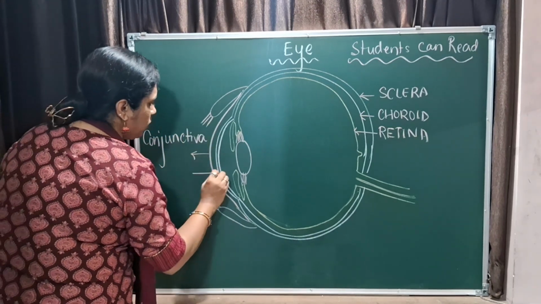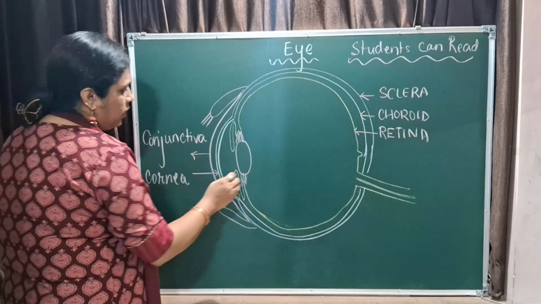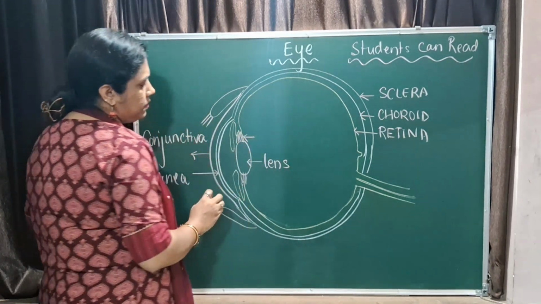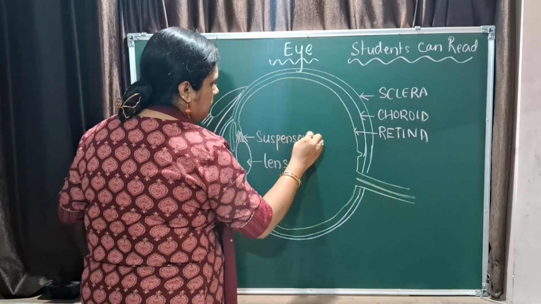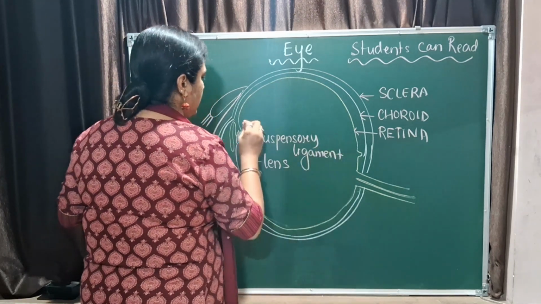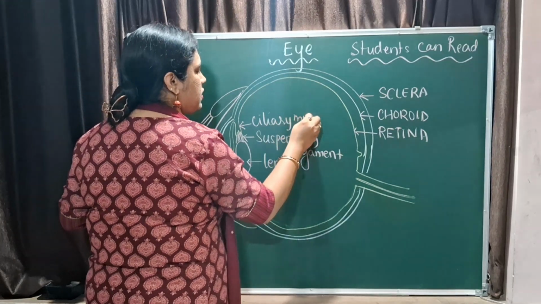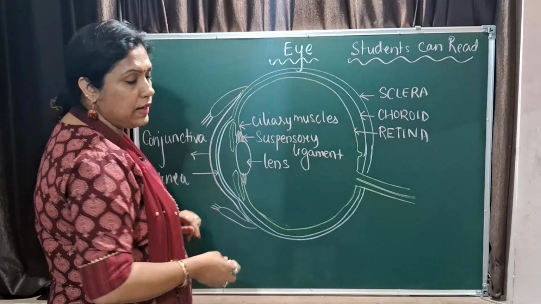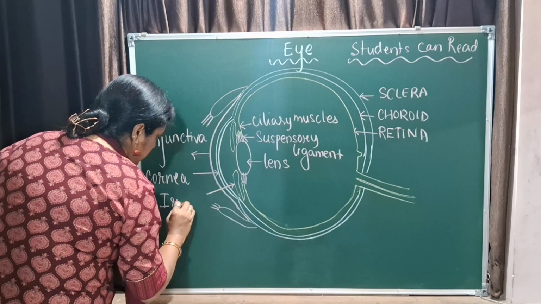Then you have the cornea. This one is the lens, this one is the suspensory ligament, this one is the ciliary muscles. Ciliary muscle contraction and relaxation helps in the elongation and contraction of the lens. This yellow part is the iris.